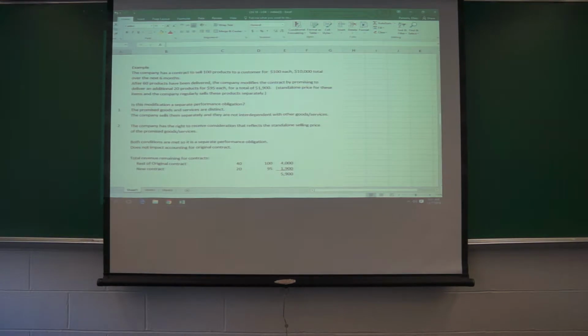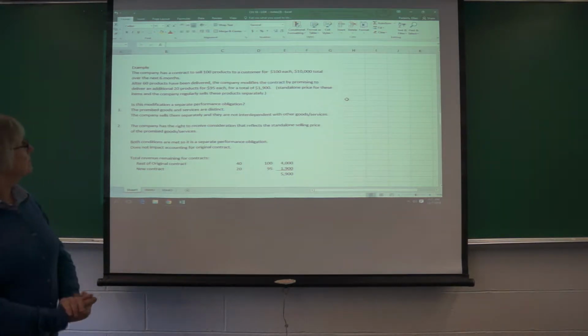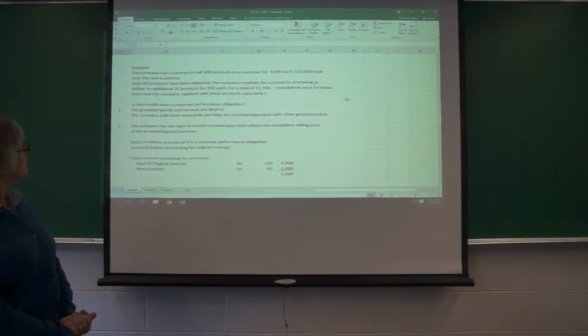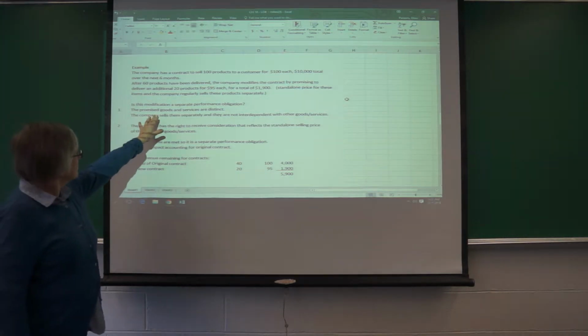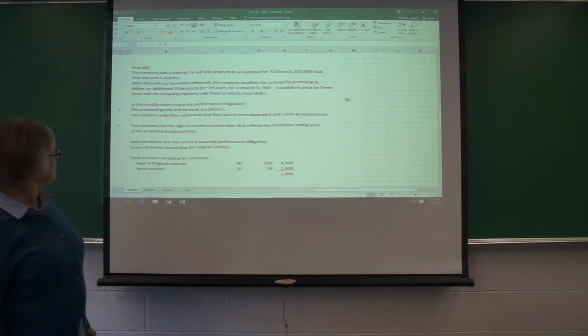The company has a contract to sell 100 products for $100 each, $10,000 total, over the next 6 months. We've delivered 60 of the products, and now the company modifies the contract by promising to deliver 20 more at $95 each, for a total of $1,900. It says that is the standalone price for these items, and they regularly sell them separately. So we say, is it a modification or a separate performance obligation?